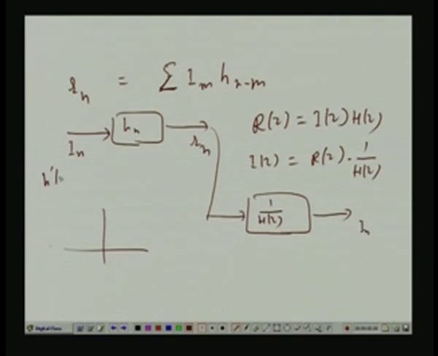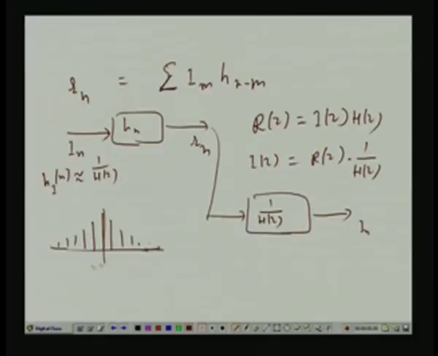So, if h_I n, I for inverse, because this is the inverse system, corresponds to 1 by H(z), it will be stable, so absolutely summable, but it will be non causal. Since it is stable and therefore absolutely summable, it will die out. Any stable system impulse response has to die out after some time, because if it has appreciable value all along, then it is not absolutely summable, it is not stable. So, we can truncate it up to capital N and minus N, and beyond that it is already 0 or very close to 0. So, truncate it.